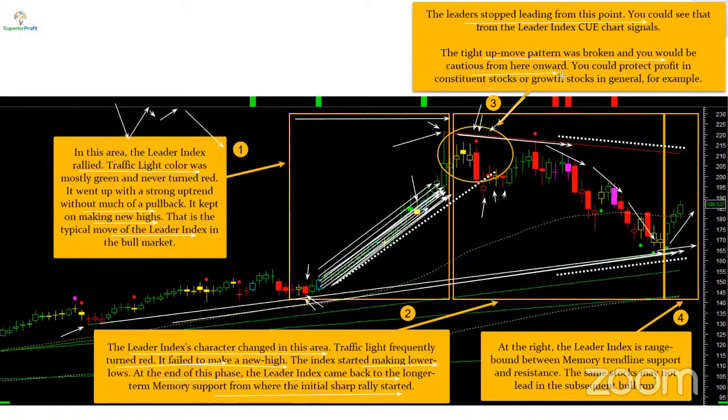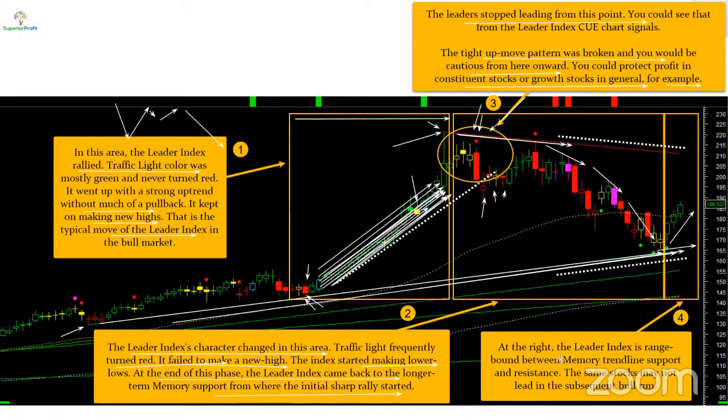And you would be cautious from that time. You could protect profit in constituent stocks and growth stocks in general. If the leaders break down, others will also likely break down. So for constituent stocks and growth stocks in general, you will be cautious.